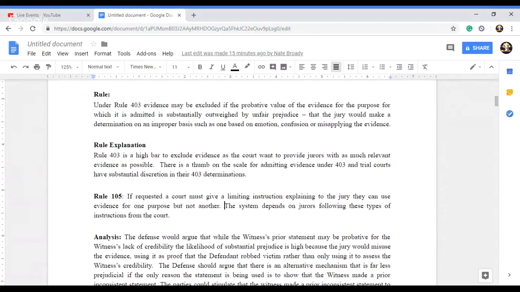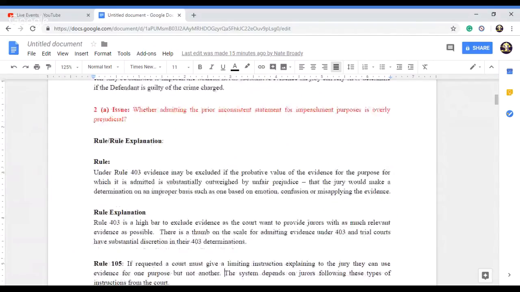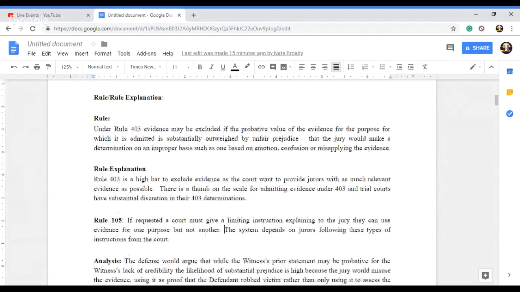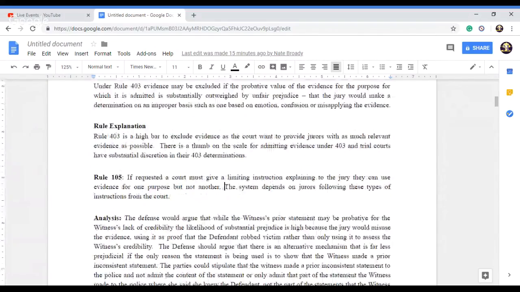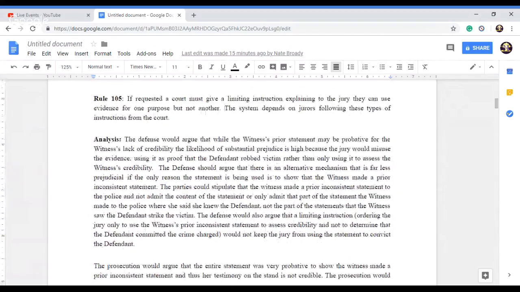So again, here we have, for the second piece, whether admitting it is overly prejudicial, that triggers 403. And here we have our 403 determination. And then we have a 403 analysis here, which I hope that you guys look at, because a lot of students have been asking me about 403 and how best to apply 403. So here's your 403 analysis right here.